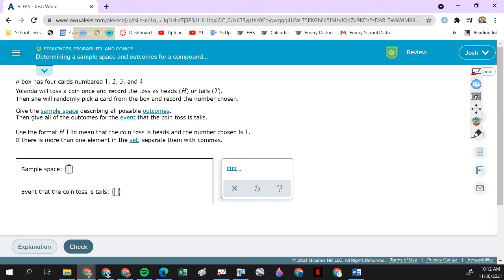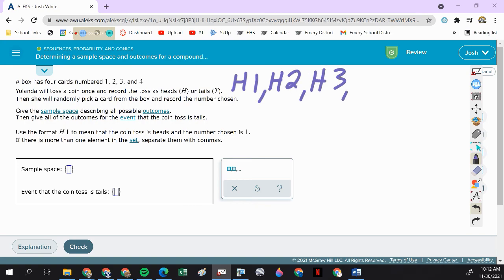So what could happen playing this game? We could get H1, H2, H3, H4, or T1, T2, T3, and T4. Those are all possible outcomes. Does everybody understand? And a lot of times it's useful to write these out. Okay.